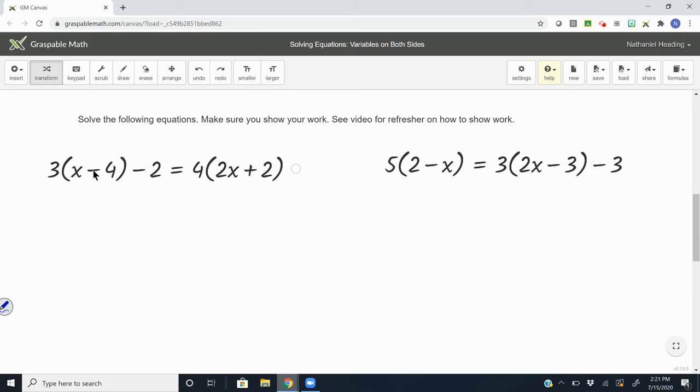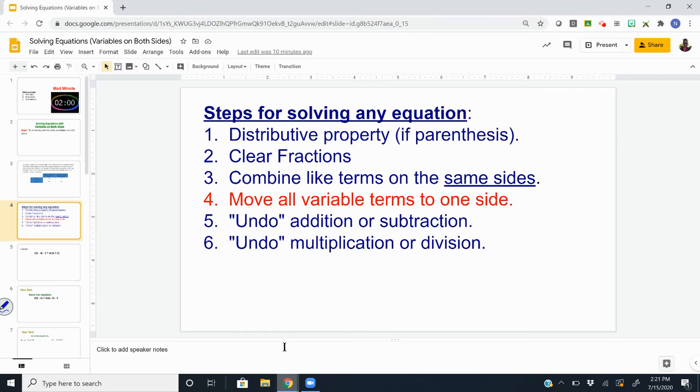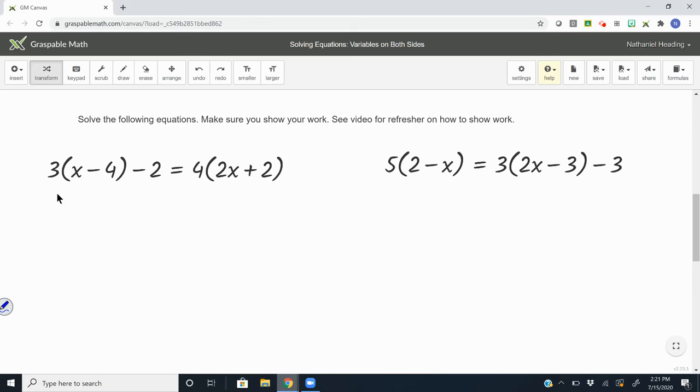So first things first, let's look at our steps. If I'm looking at my steps, the first thing I see is distributing. So let's go ahead and distribute. I'm going to distribute this 3 inside the parentheses. So I get 3x minus 12. And I'm going to distribute the 4 on this side.